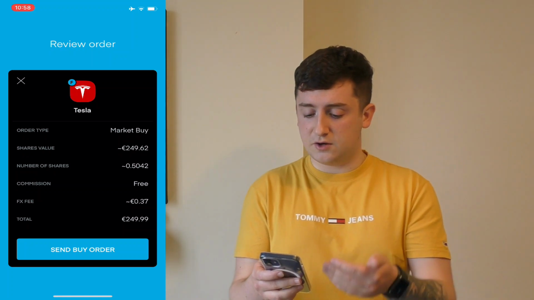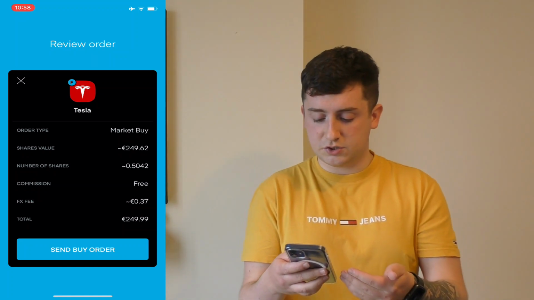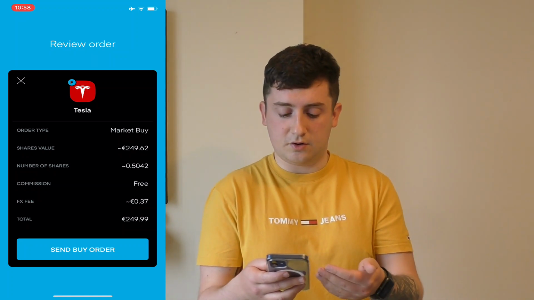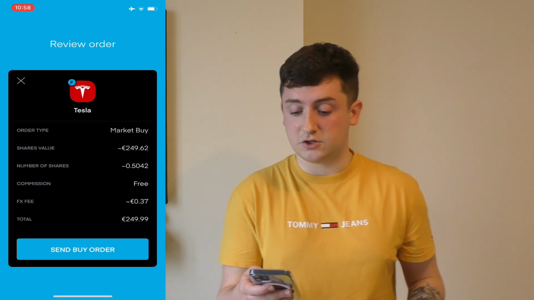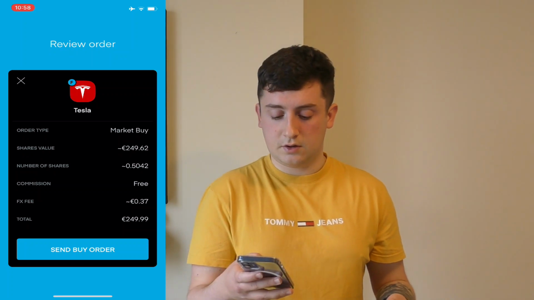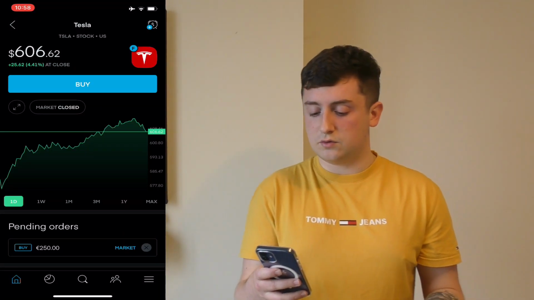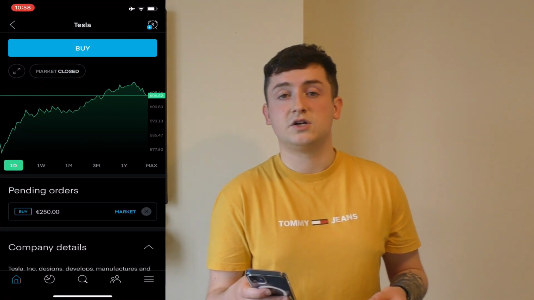It tells you your share value, your number of shares, how much you're paying, and your FX fee, which is just for your dollar to US exchange. So you press send buy order, and then you have a buy order in there for $250 of Tesla shares.